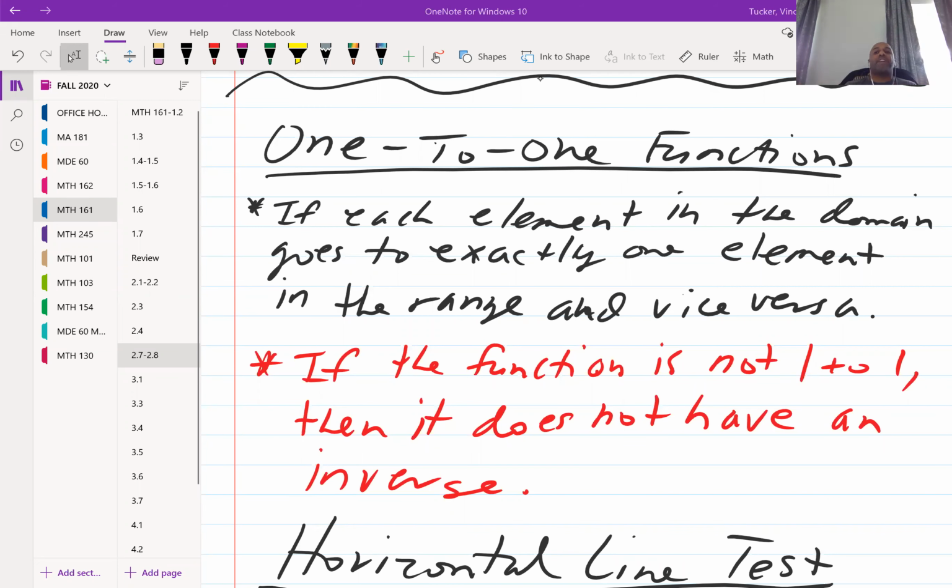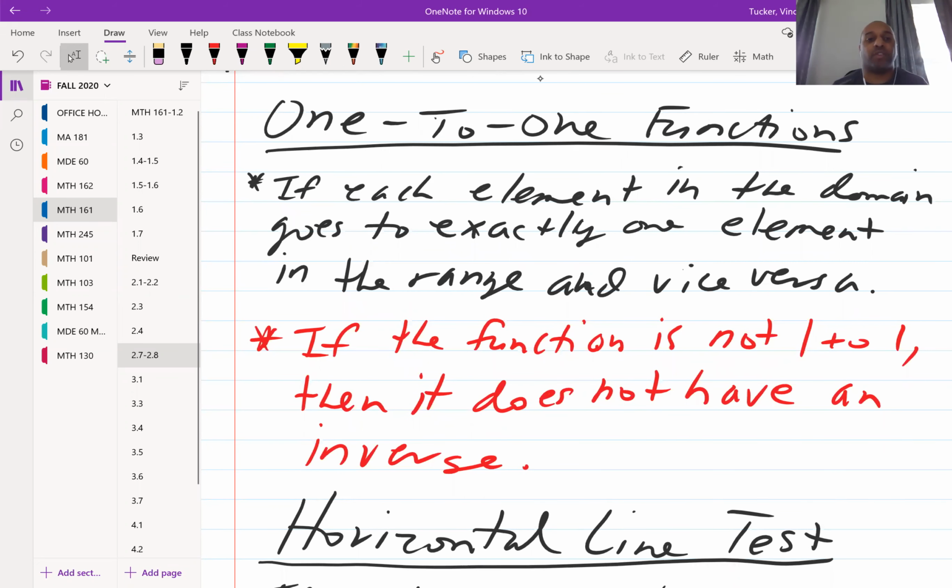All right, so one-to-one functions. If each element in the domain goes to exactly one element in the range and vice versa, then your function is one-to-one. So remember when we dealt with being a function before, each element in your domain went to exactly one element in the range, but it was okay for the range to go to multiple elements in your domain. So now if you're talking about one-to-one functions, each element in the domain goes to exactly one element in the range and vice versa.